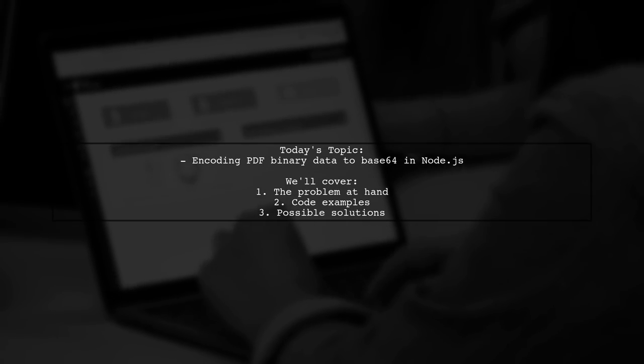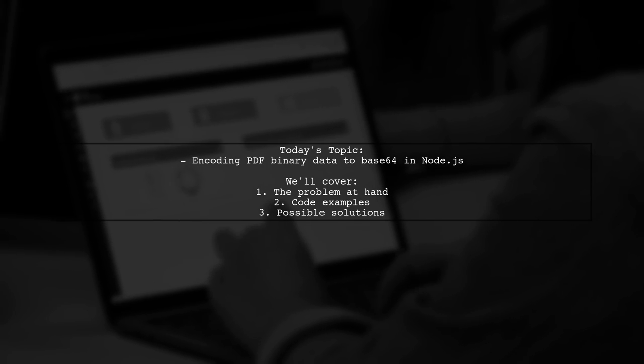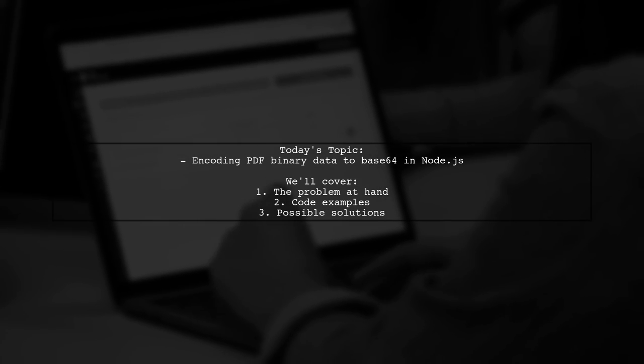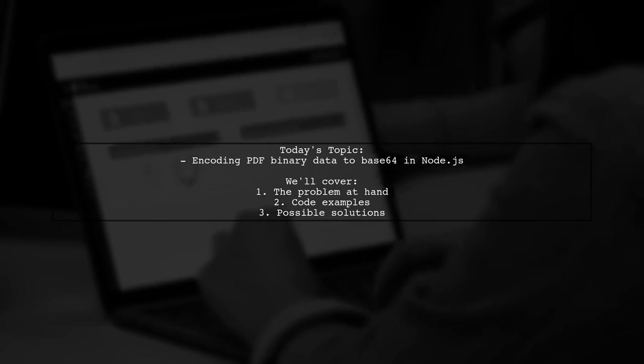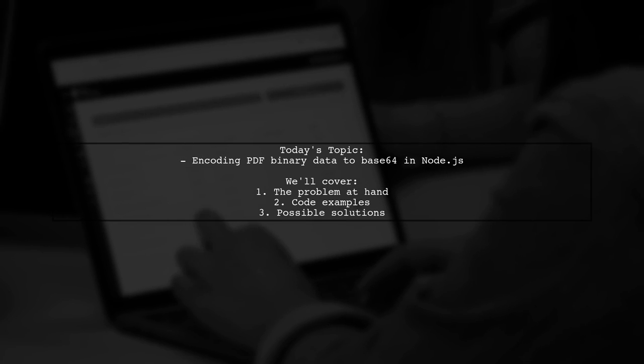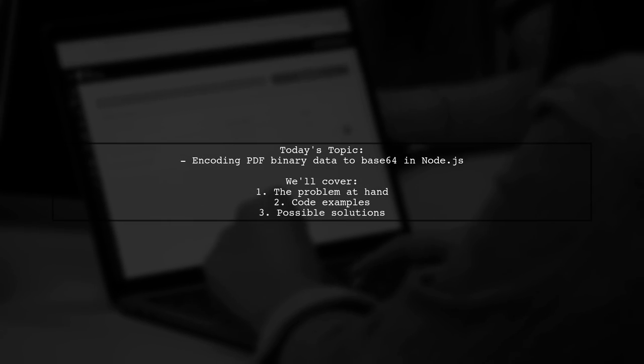Today, we're tackling a tricky issue that many developers encounter when working with PDFs in Node.js. Our viewer is trying to encode PDF binary data to Base64 after retrieving it from an API, but they're running into some roadblocks. Let's dive into the details of their question.